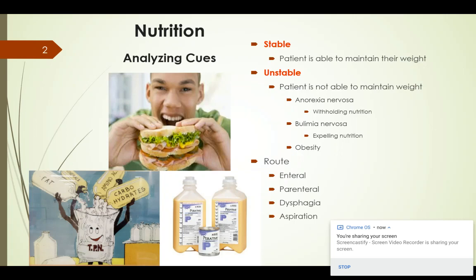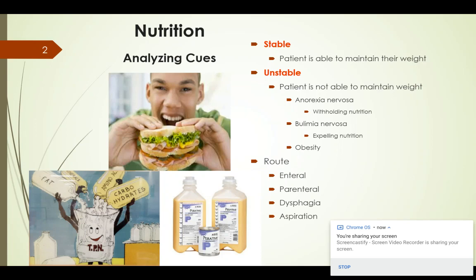So when we are thinking about nutrition in terms of analyzing cues, weight is one of the primary ways we are going to monitor a patient's nutritional status. Their weight is either stable, so they are able to maintain a healthy weight, or it is unstable. They're unable to maintain it. It could be too much weight, so this would be our obesity patients, or not enough, our anorexia nervosa or bulimia nervosa patients.